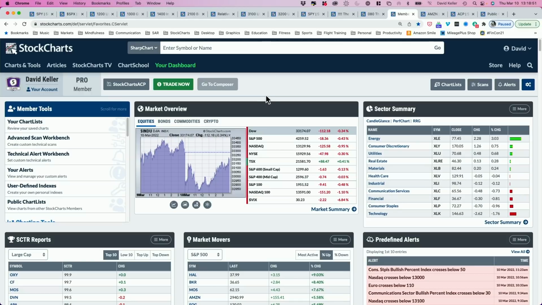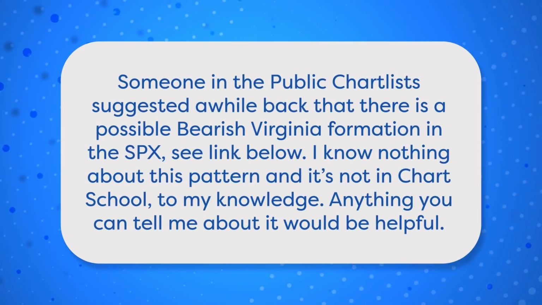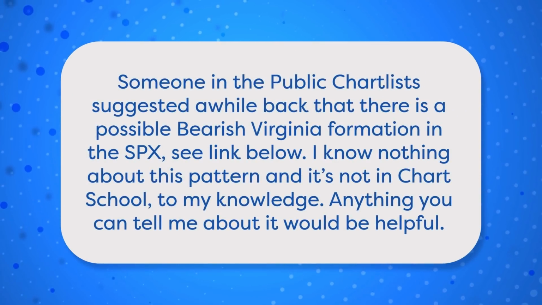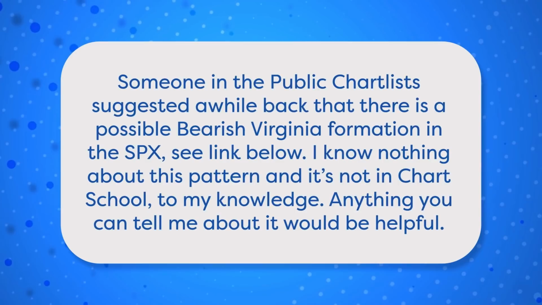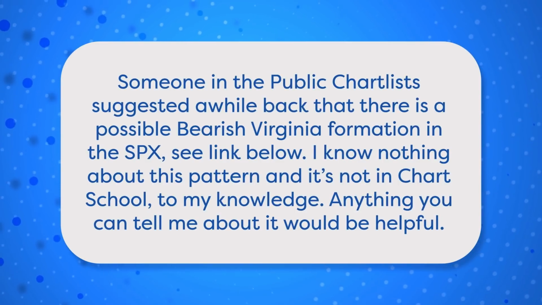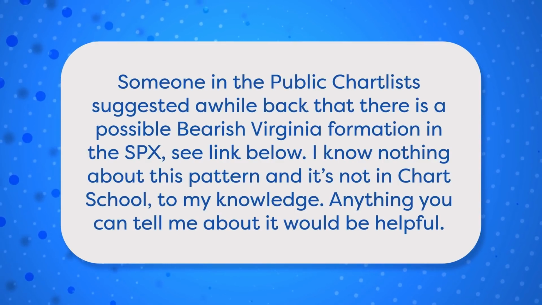Someone in the public chart list suggested a while back that there's a possible bearish Virginia formation in the S&P. See link below. I know nothing about this pattern, and it's not in ChartSchool to my knowledge. Anything you can tell me about it would be helpful. So this is going to be interesting.